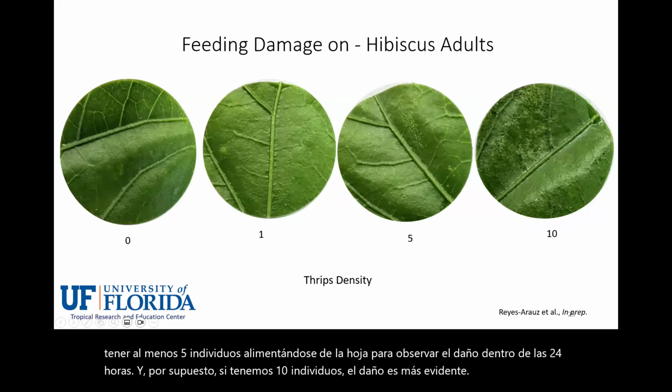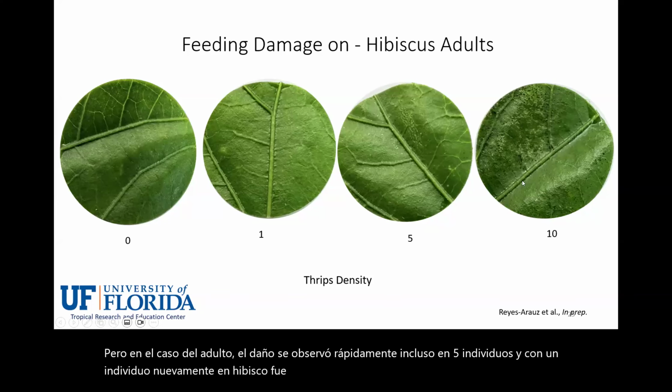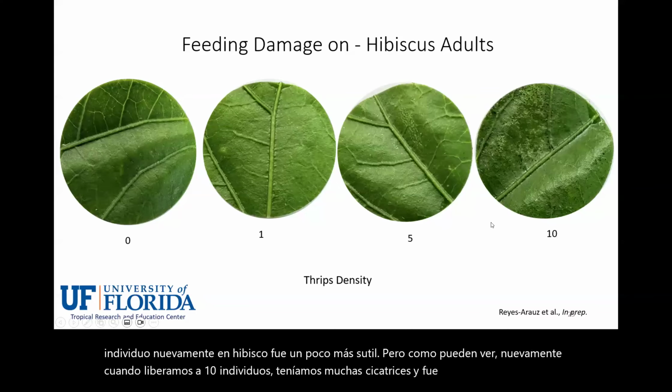But in the case of the adult, the damage was quickly observed, even at 5 individuals. And with one individual, again, on hibiscus it was a little bit more subtle. But as you can see, again, when we released 10 individuals, we had a lot of scars, and it was very easy to score the damage.